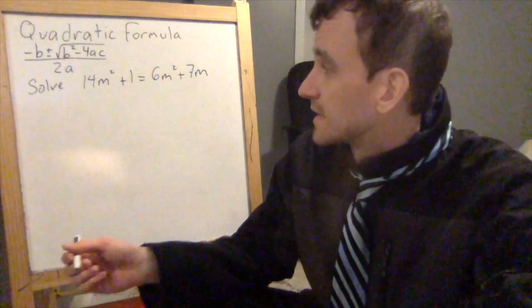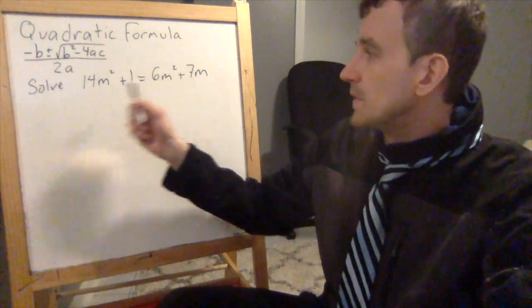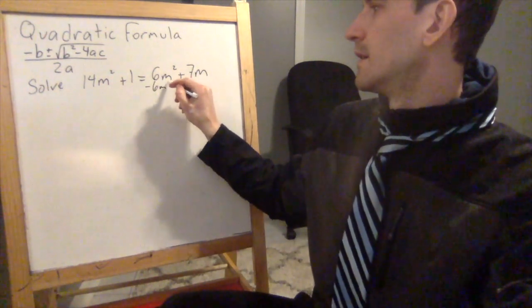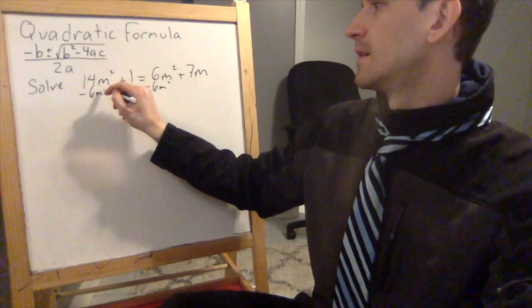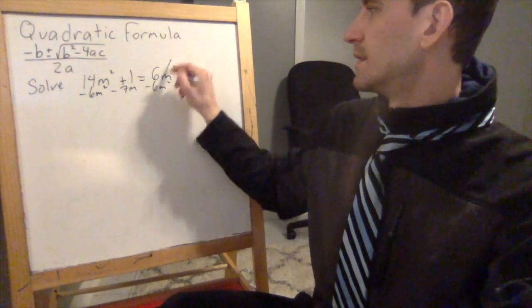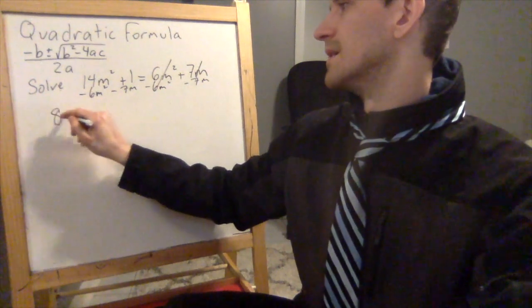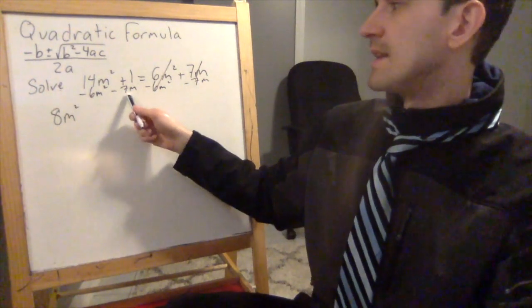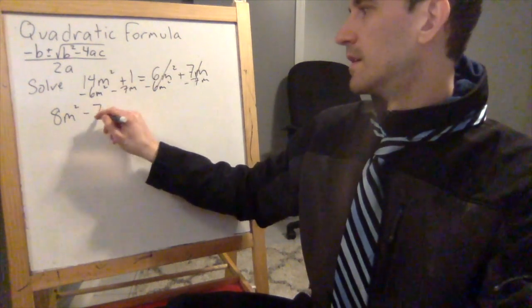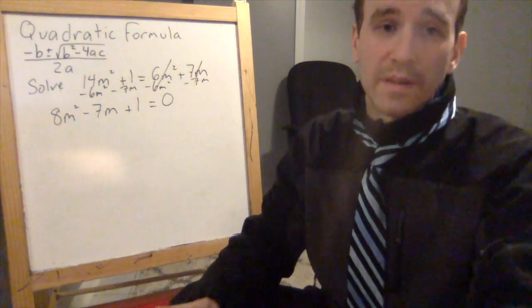Here's another example you can solve with the quadratic formula. Just like our other solving methods, if we have things on both sides of our equation with a quadratic, we just need to collect them all onto one side. So we subtract 6m squared from both sides, subtract 7m from both sides. Those cancel out, those cancel out. 14m squared minus 6m squared is 8m squared. 7m doesn't have any like terms on this side. We've got an m squared and a 1, so that's just 7m plus 1, and we're left with 0 on the right side of the equation.